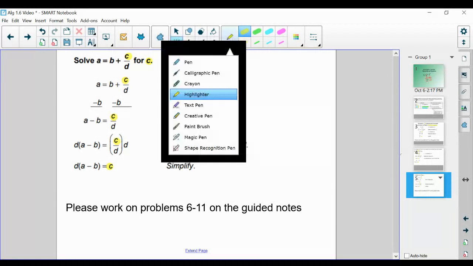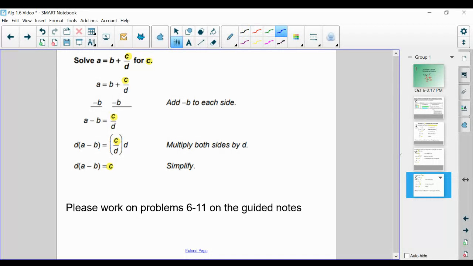Awesome job with this, folks. Please work on problems 6 through 11 on the guided notes. Please let me know if you have any questions.